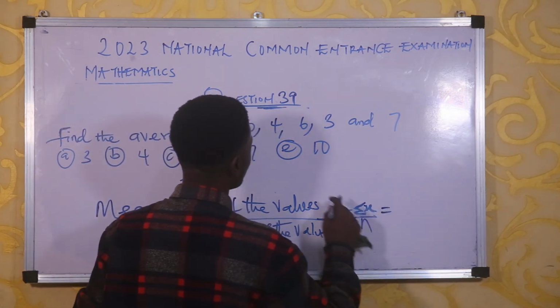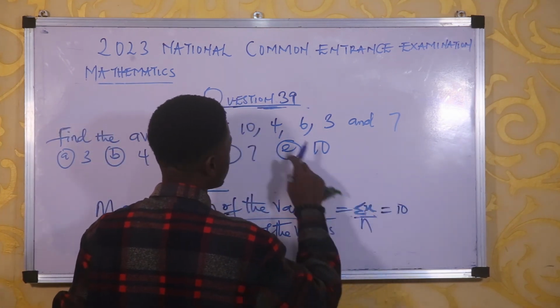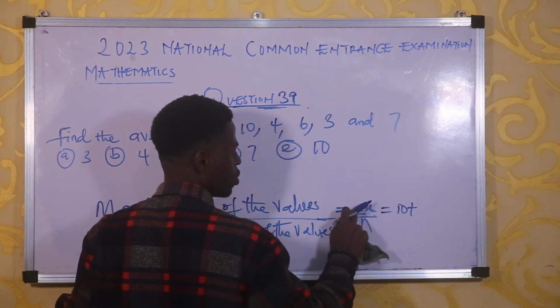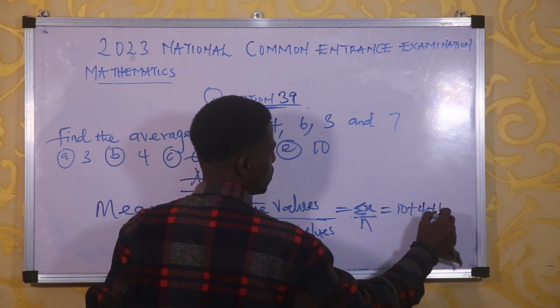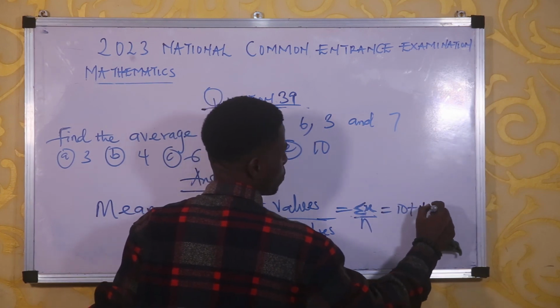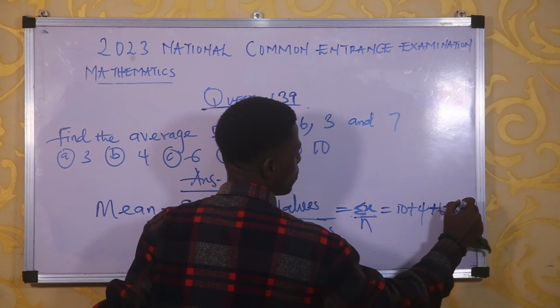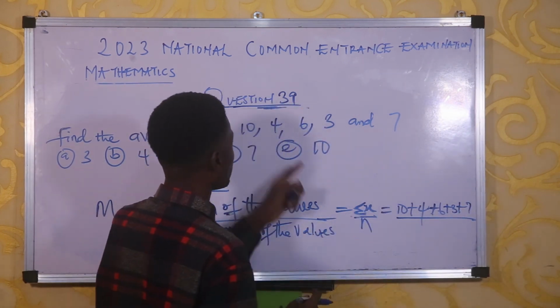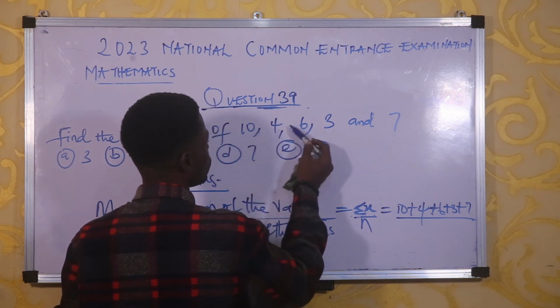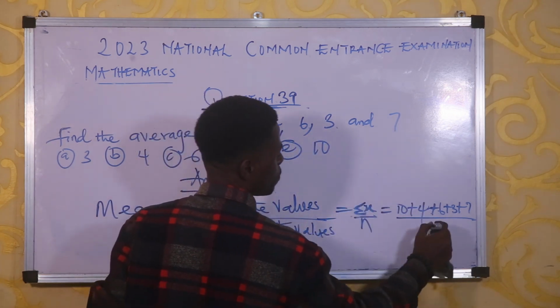Okay. Now let's go. We have 10, take note of that, plus 4, plus 6, plus 3 and plus 7, divided by the number of the values, which is what? Let's count it. 1, 2, 3, 4, 5. We have 5 here.